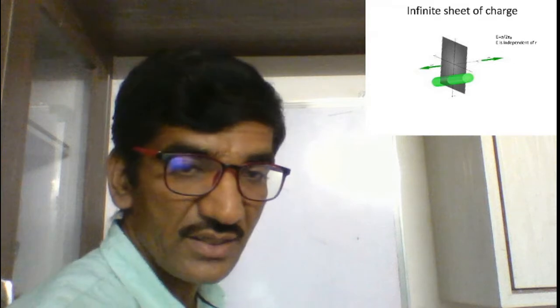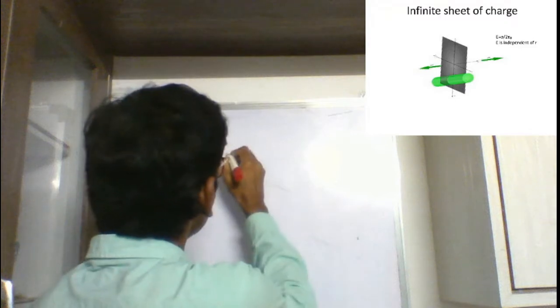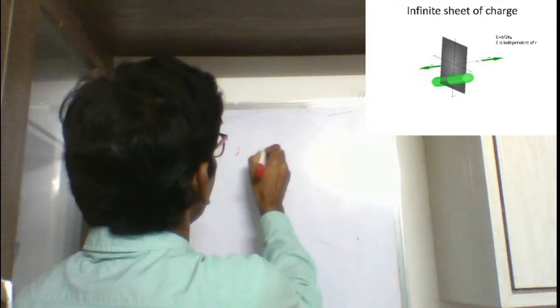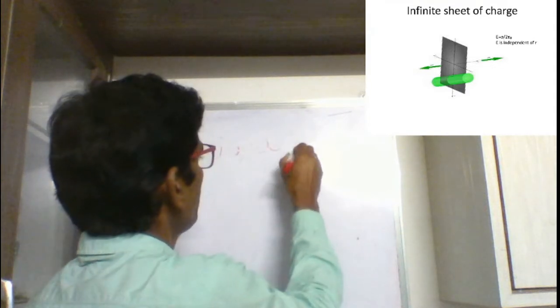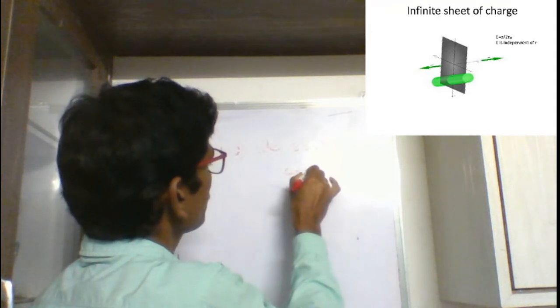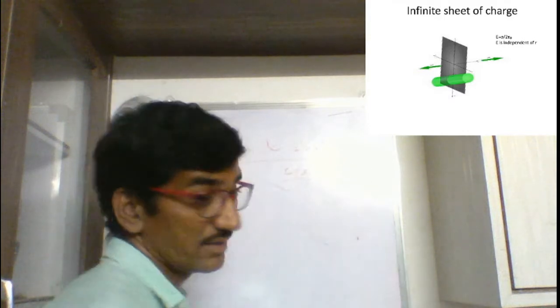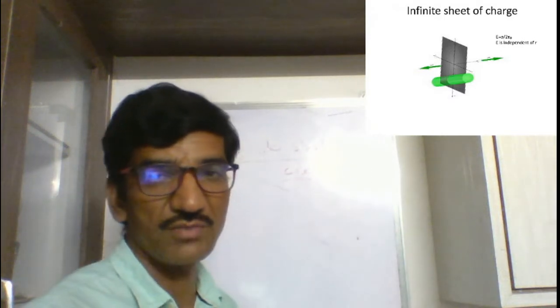Already we completed three applications. This is the fourth one. What is this? The infinite sheet of charge. Now here also we have to define the problem.